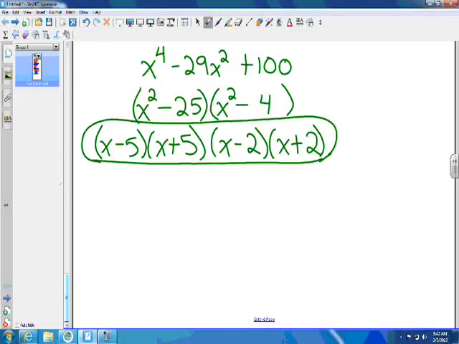But then look down at 11 and 12. What do the instructions tell you? Solve each equation. That means you're going to set all those factors equal to 0. And we're going to do a couple of those real quick.